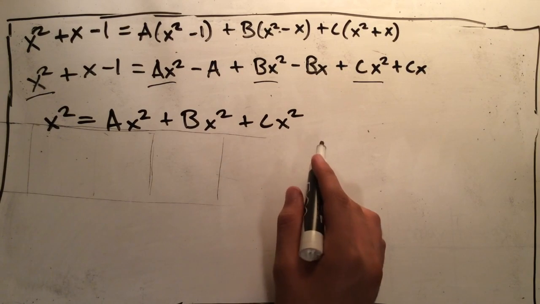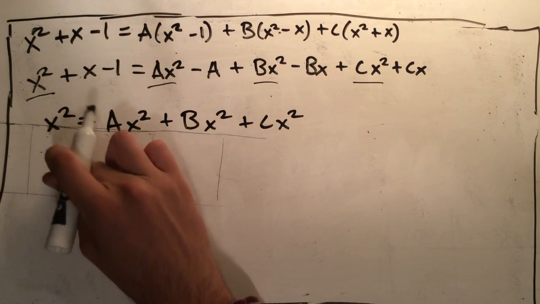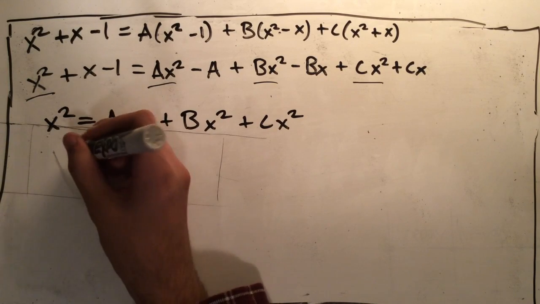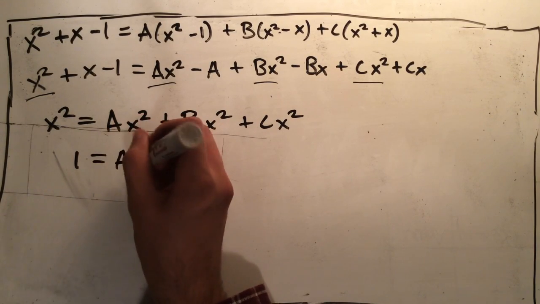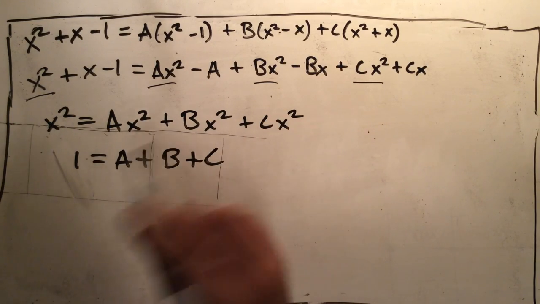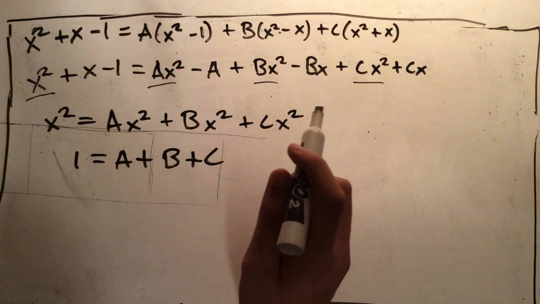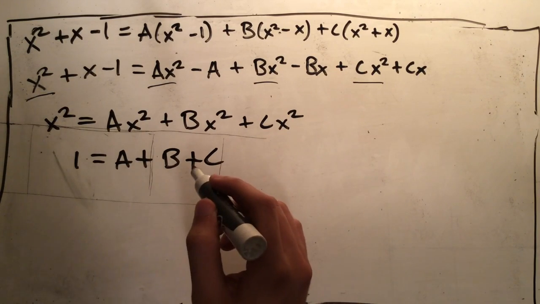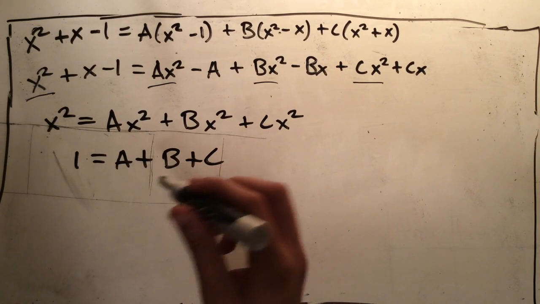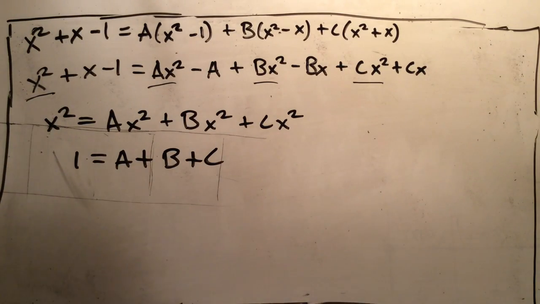All the x squareds go away because you could divide everything by x squared, and you'll get 1 equals a plus b plus c. There you have it. So 1 equals a plus b plus c. And then that is our first equation that we will be working with. Our second equation will be the next term.